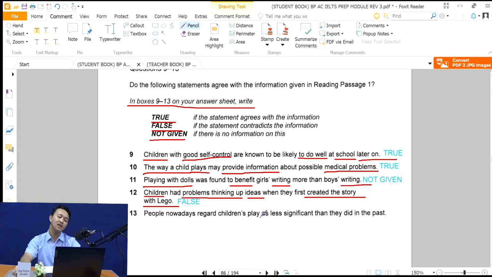Okay. Now the last one, number 13. People nowadays regard children's play as less significant than they did in the past. People nowadays, that's very important, regard children's play as less significant than they did in the past.